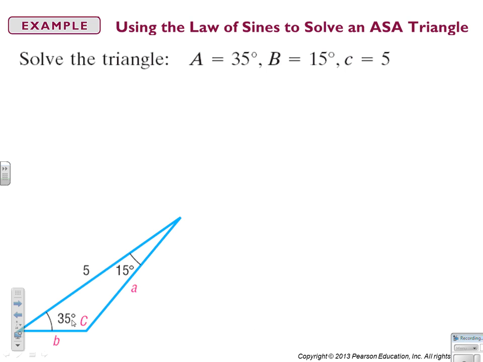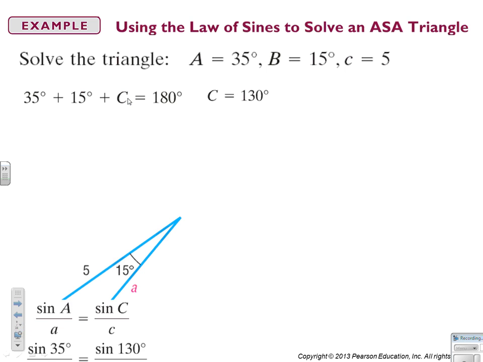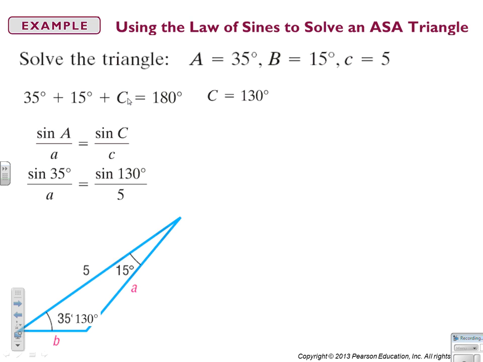All right, so let's look at this triangle. We have 35, 15, we have side c, and we don't have a and b. So we have side, angle, angle. We can find angle C using triangle sum. And then we're going to use law of sines. Sine A over a equals sine C over c. Sine of 35 degrees over a equals sine of 130 over 5. Cross multiply and divide by sine of 130. And you get 3.74.